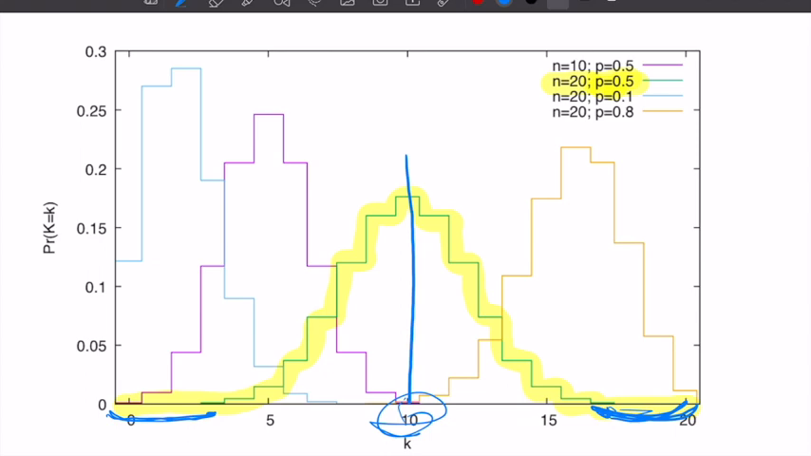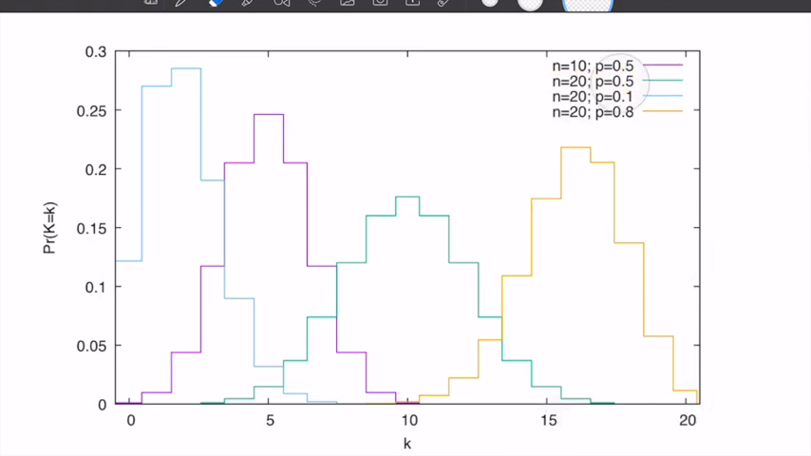And now consider the case where the probability of obtaining heads and tails are not equal. So n is 20 and p is 0.1. So the probability of getting a head is very small. In that case, we have this distribution. Now it's not symmetric at all. The maximum probability is obtained at, I think it's 1, 2, 3. So k equal to 3, I guess.